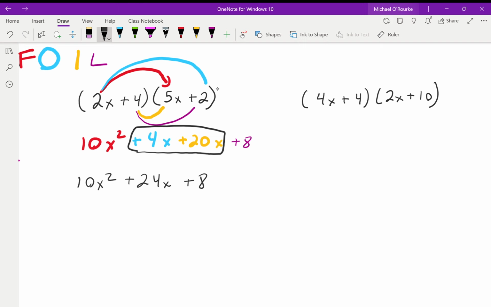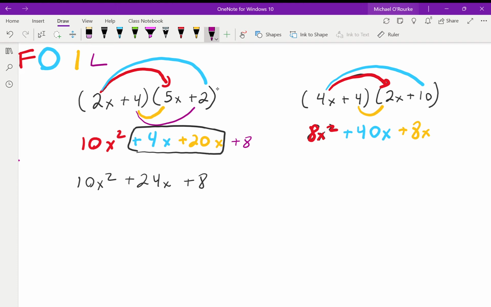Okay, you're back from your pause. You should have it all worked out on your sheet, and we're going to see if it matches. 4x times 2x is 8x squared. Then we do our outside: 4x times 10 is plus 40x. If you're having trouble with your multiplications, this is where you can get your multiplication table or use your calculator. Plus 8x.